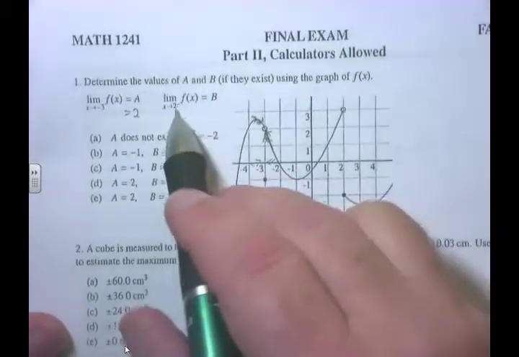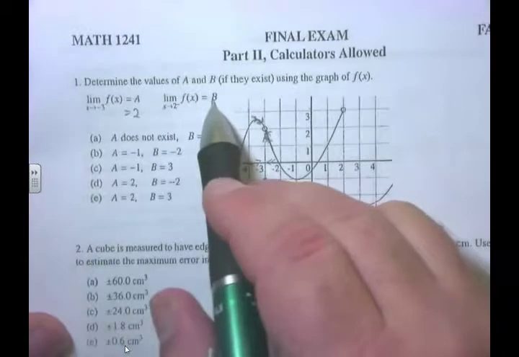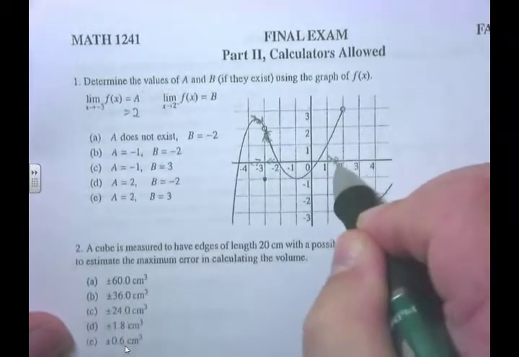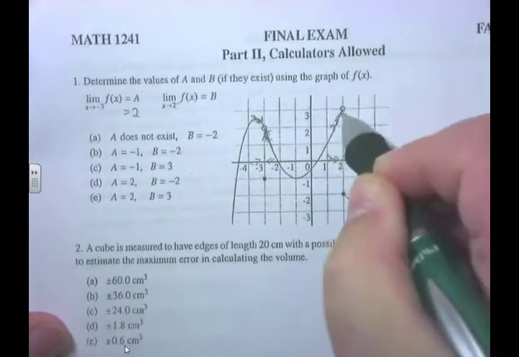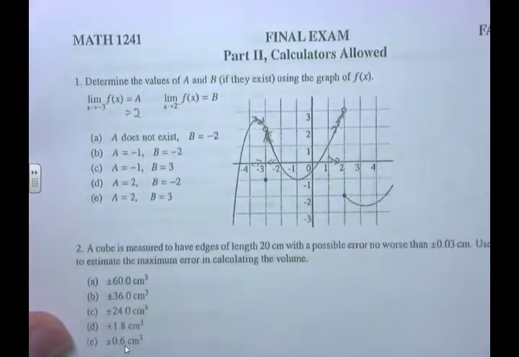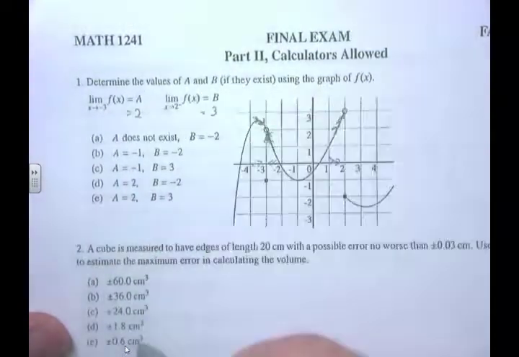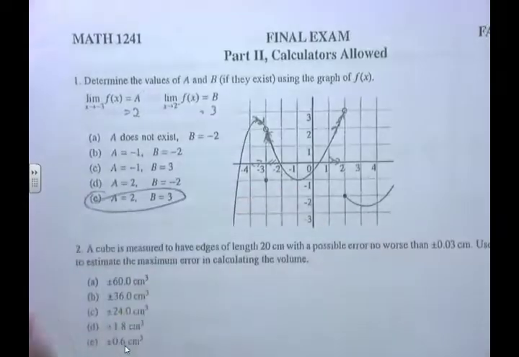What is the limit as x approaches 2 from below of f of x? There's 2. X is 2. From below, I'm going down here. And as I approach 2 from below, what's my functional value that I'm approaching? 3. So A is equal to 2. B is equal to 3. The answer is E. I didn't need a calculator for that.